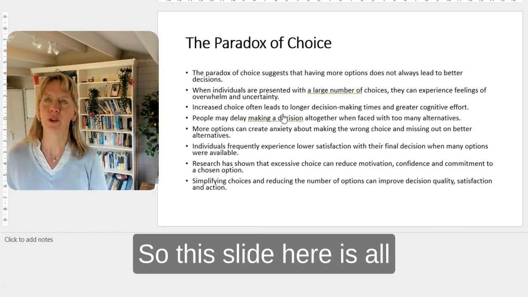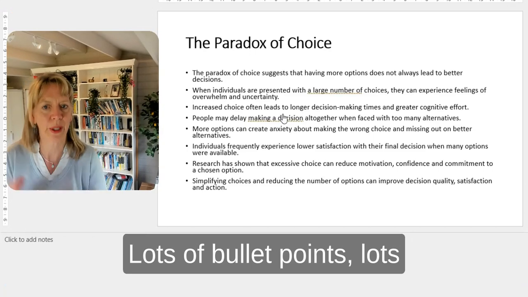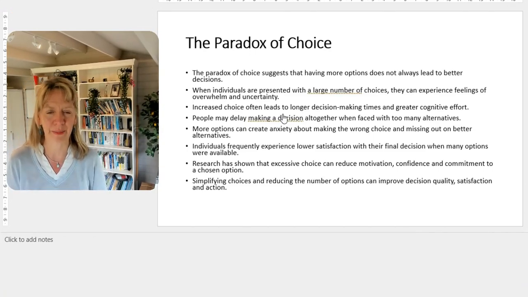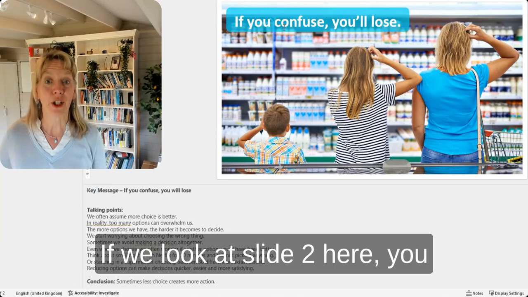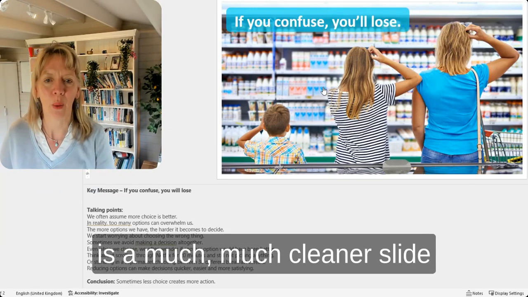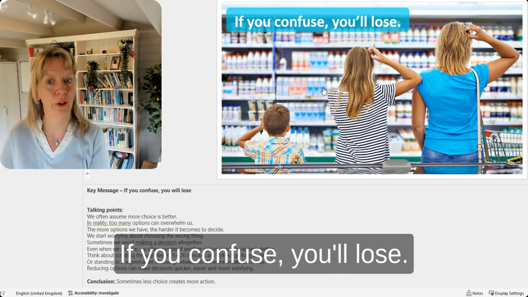So this slide here is all about the paradox of choice. Lots of bullet points, lots of information, and if we're honest, nobody's reading all of that whilst you are presenting. If we look at slide 2 here, you can see that what you've got is a much, much cleaner slide with the key message on it. If you confuse, you'll lose.